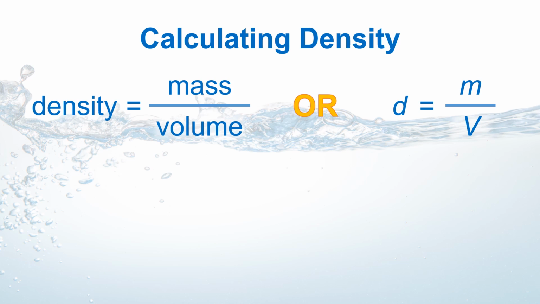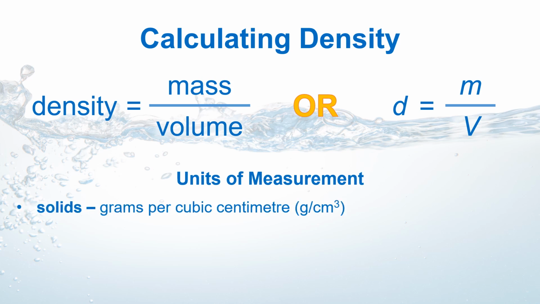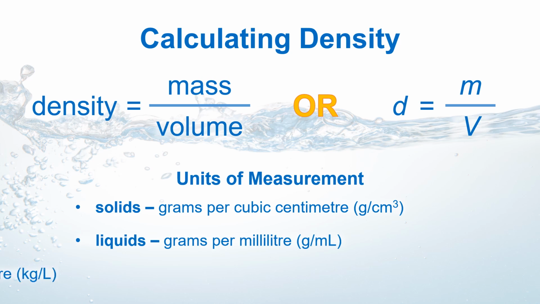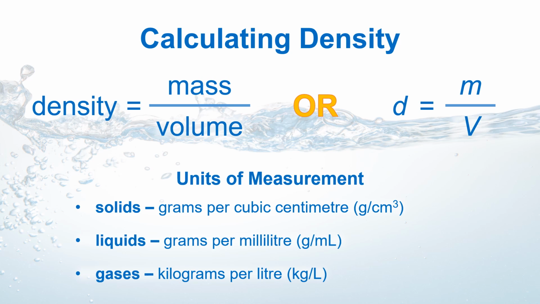Now, let's take a minute and look at the units of measurement that we'll be using. The fact that the calculation of density is based on both mass and volume is reflected in the units of measurement that we use for density. For solids, we typically show density in grams per cubic centimeter. For liquids, the usual unit of measurement is grams per milliliter, and for gases, we usually show density in kilograms per liter.